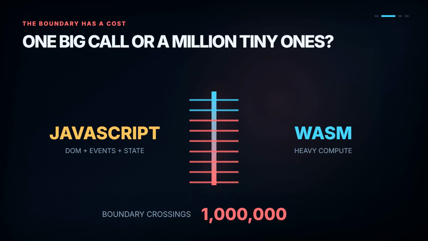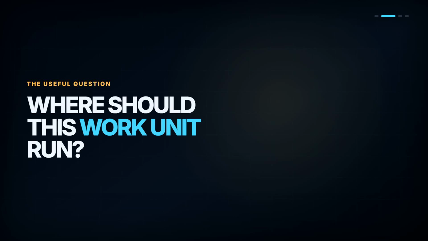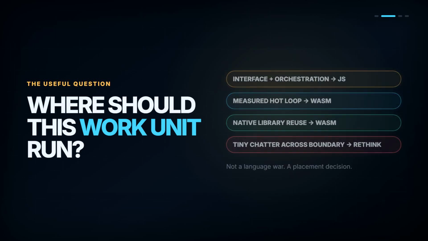Here is the boundary most hype skips. WebAssembly still does not directly own the DOM. If the module wants to change this progress bar, it returns a value. JavaScript applies that value to the page, so every trip across the boundary has a cost. Call one substantial function with a large buffer, and WebAssembly can shine. Call a tiny function millions of times, and the handoff can erase the advantage. The useful question is not, which language wins? It is, where should this work unit run?